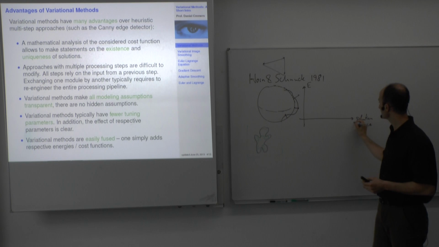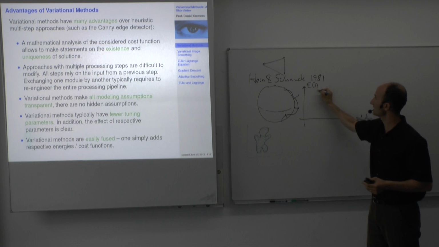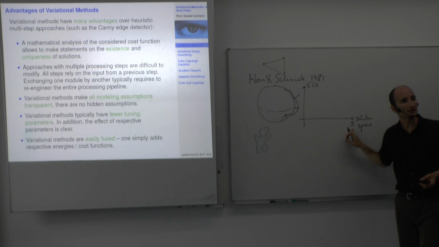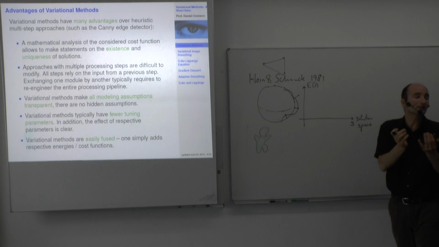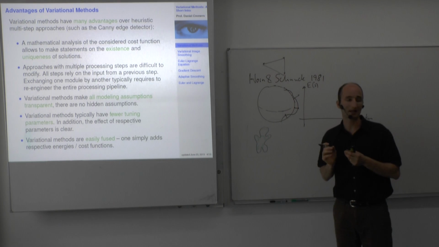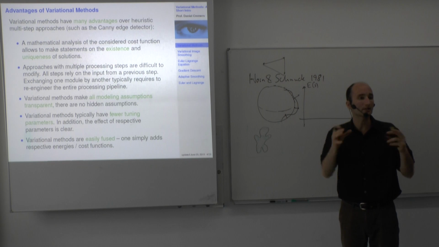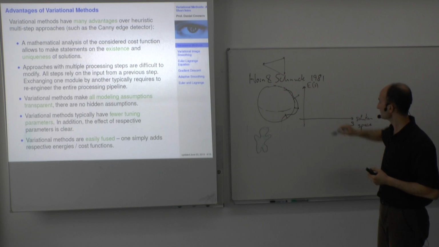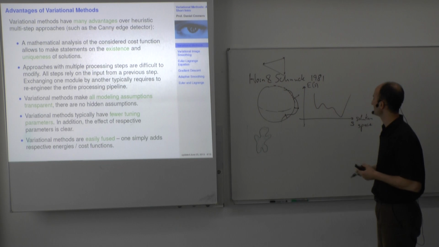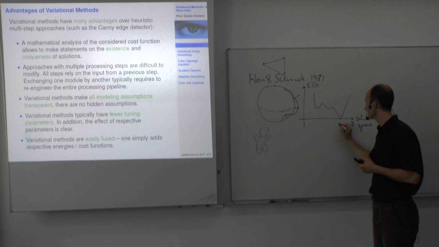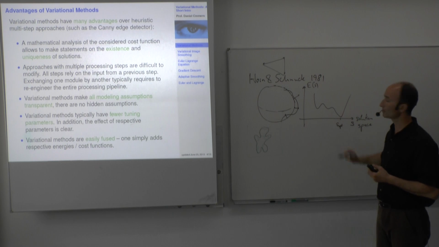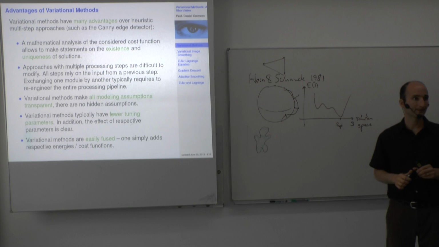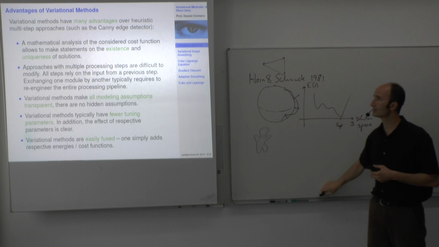So for any solution S, I have an energy E of S. For any surface in 3D, I have a cost that tells me how good that surface is, how well it matches the observations, for example. And so you have this cost, and then you say, I want to find the solution S optimal, the one that has the lowest cost. That's the idea. This is the idea of optimization methods.